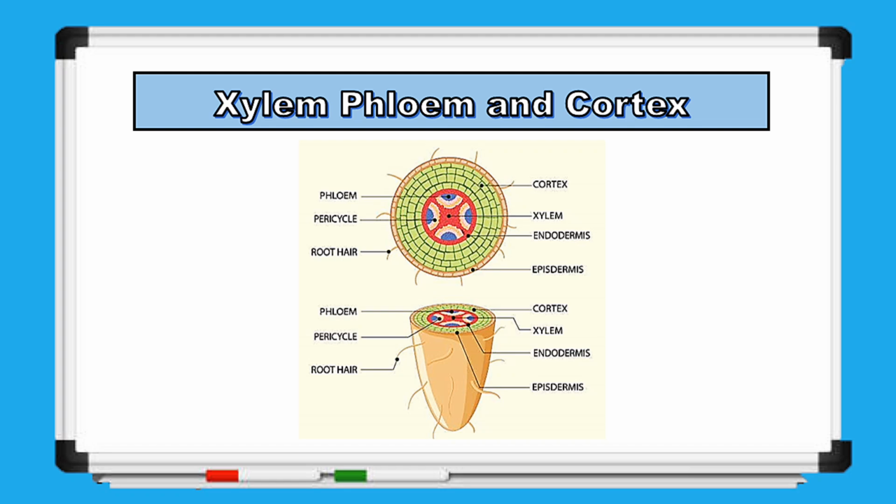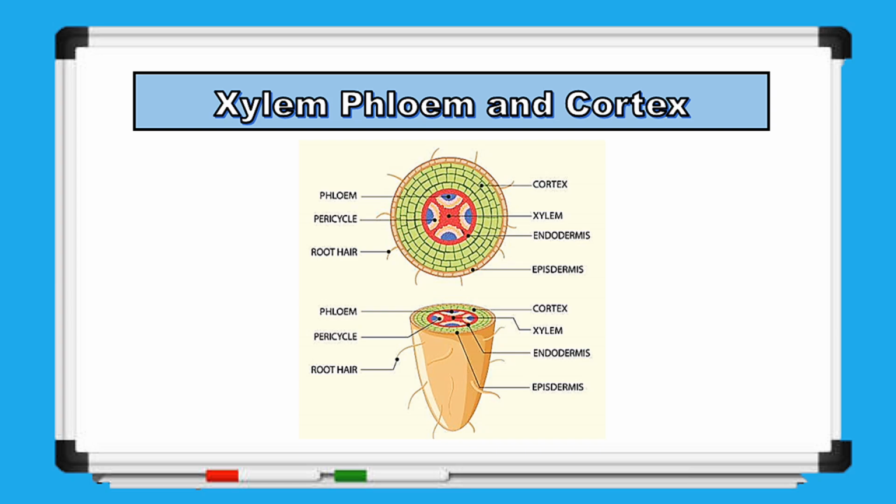Here, we can see the internal structure of a plant root, focusing on the xylem, phloem, and cortex, along with some other important components. First, we have the epidermis, which is the outermost layer of cells. It provides protection and also helps in absorption. Often, you'll notice root hairs extending from the epidermis. These increase the surface area, making water and mineral uptake much more efficient.